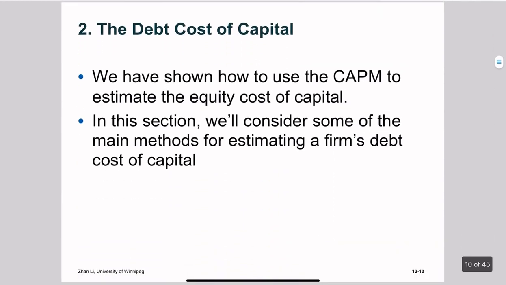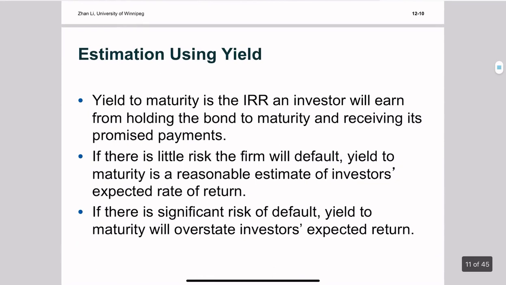Okay, second, let's see how could we calculate the debt cost of capital. The first way of calculating debt cost of capital is using yield. So first, you need to understand what is yield. So yield is short for yield to maturity. It's essentially the internal rate of return a debt holder will earn from holding the bond to maturity and receiving its promised payments. Right?